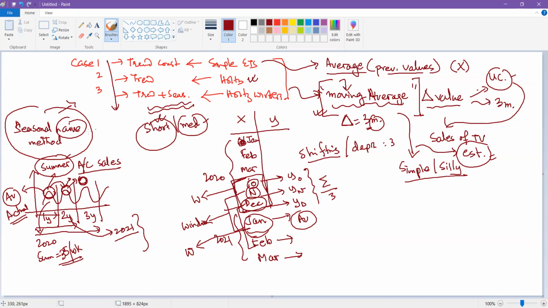And that is the reason why this is called a naive method, because it does not fit everyone. It does not fit every scenario. Why? Because it is not taking care of confounding variables, like the pandemic.